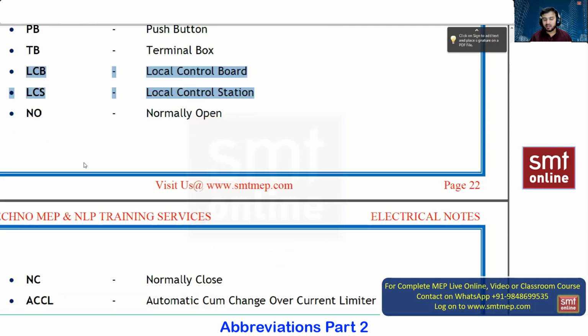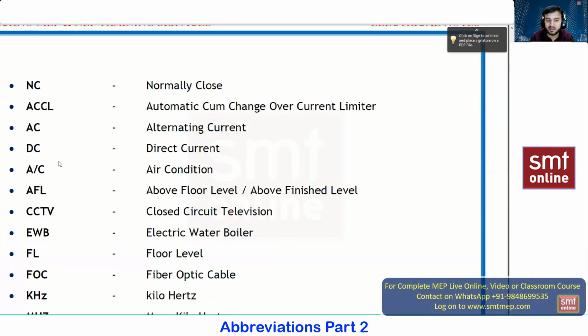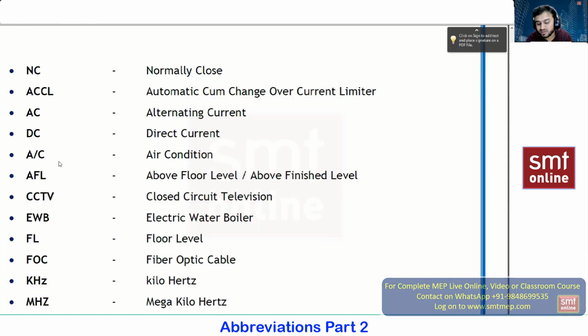Again, NO/NC, normally open, normally closed. Every circuit breaker and isolator switch will have this mechanism. Normally open means the circuit is open. Normally closed means the circuit is closed. Circuit is healthy.